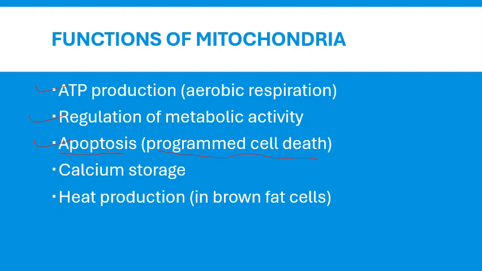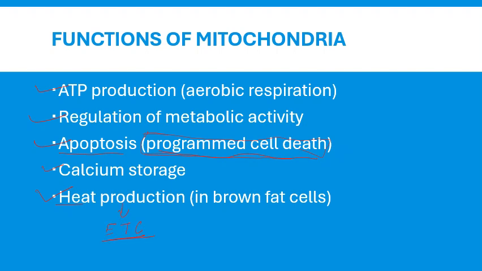This programmed cell death can be due to various situations, like if a cell is behaving in an unusual manner, or to control certain growth, then the cell gets a programmed cell death machinery. It means the cell is programmed to kill certain cells. They are also responsible for calcium storage and heat production. This is related to the ETC.